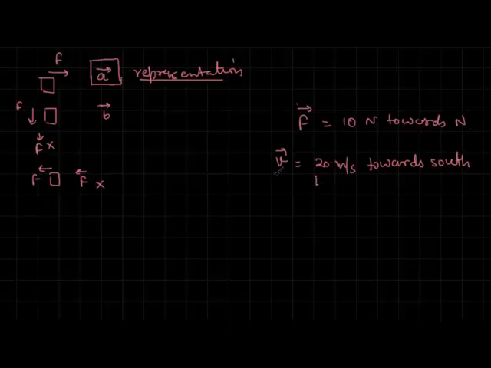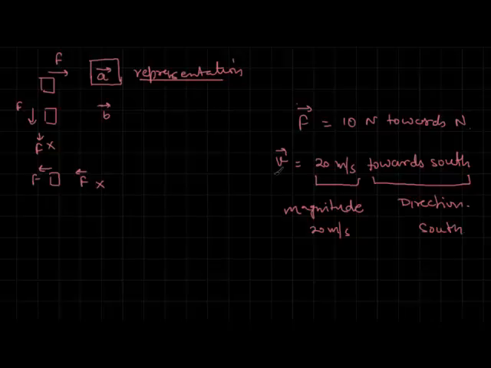So here we can also say that every vector has two components. One is the magnitude, which in this case is 20 meter per second, and another is the direction. In this case it is south. So this magnitude we can also represent by this symbol.